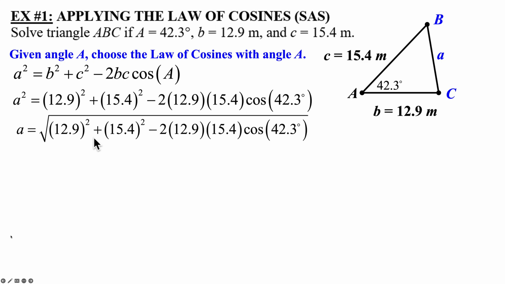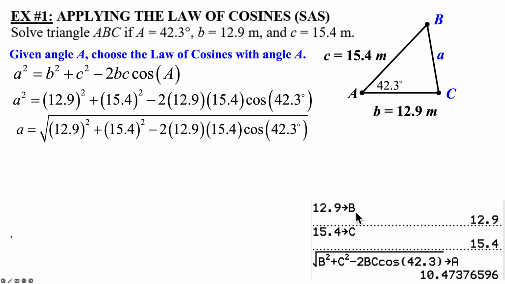My philosophy is we're using a lot of calculator work here. Use your calculator, especially when you start getting big numbers in terms of decimal place values to type in. So here's what I would do in my calculator. I would take side B, 12.9, and store it in alpha B. Remember, the store button is above the on button on your calculator. Take the 15.4, store it into alpha C. A, B, C are right below your alpha button.